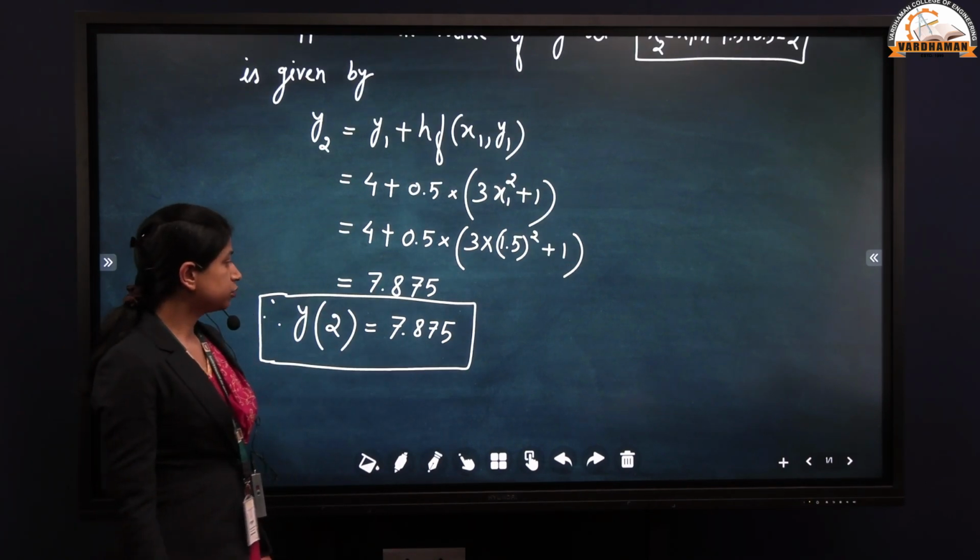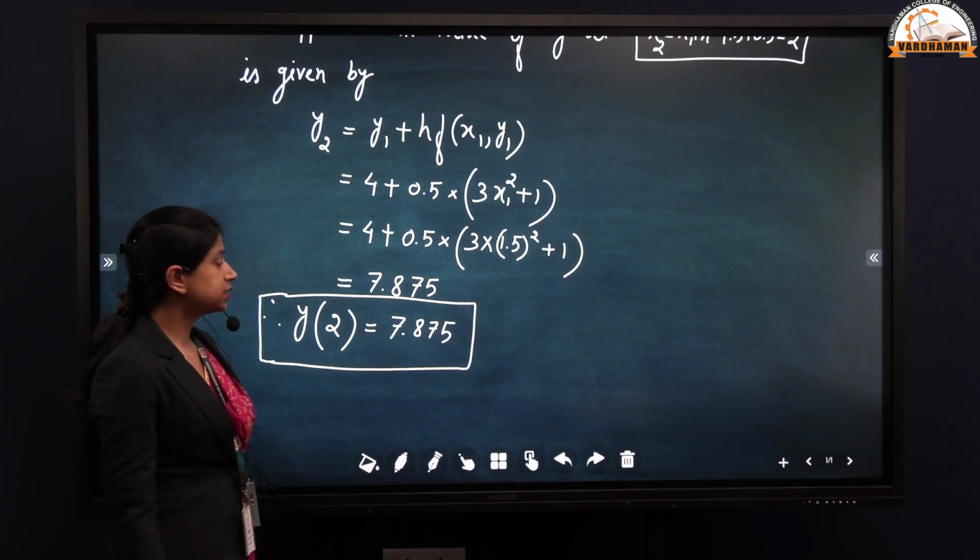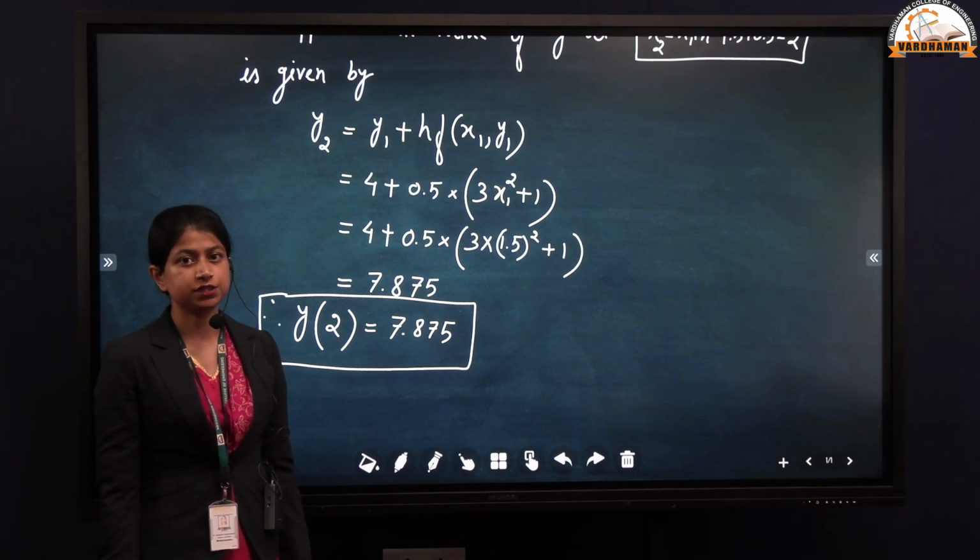So this is how we use Euler's formula to find the numerical solution of first order ordinary differential equations.